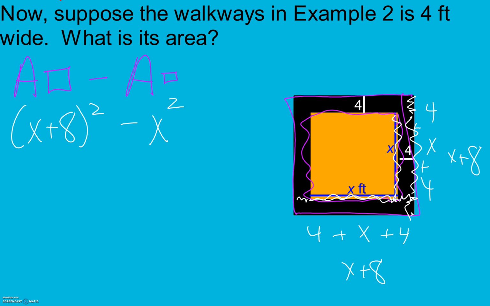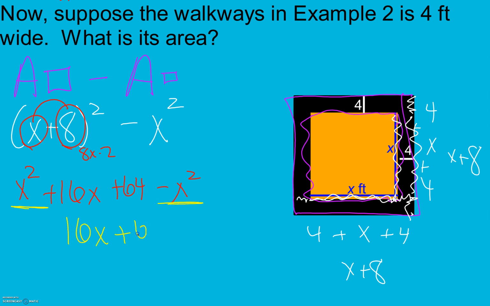X squared is just x squared, but when I square my binomial, I have to square the entire thing. So I take my first term squared, my last term squared, I multiply the two terms together, 8x, and double it, 16x. I'm going to bring down my minus x squared. I'm going to combine like terms here. X squared minus x squared is 0x squared. So I have 16x plus 64. And this is still in square feet because we're talking about area.